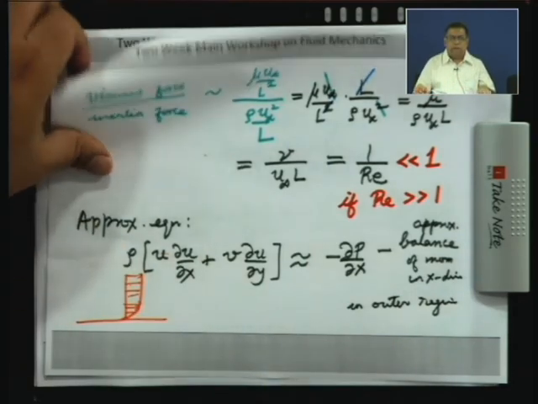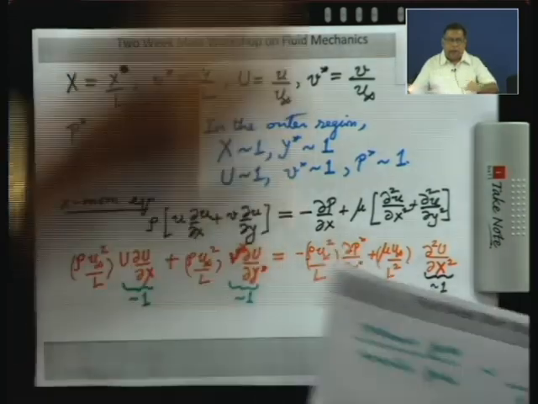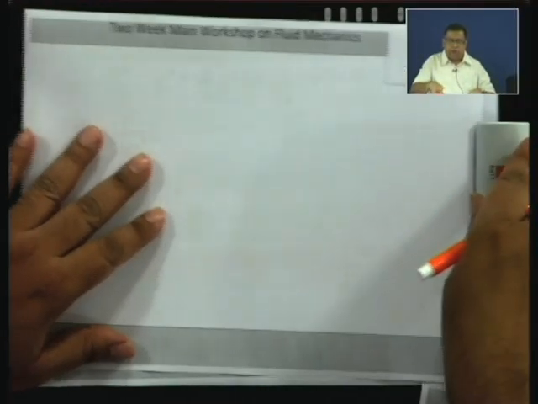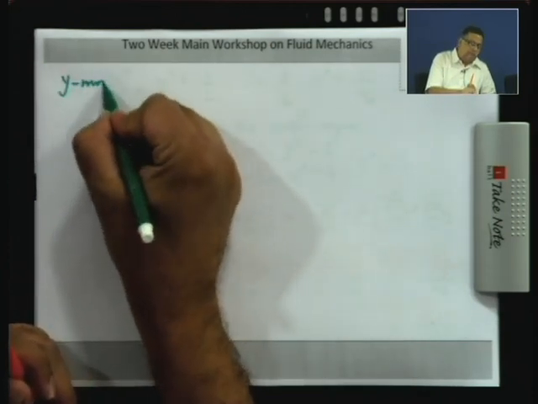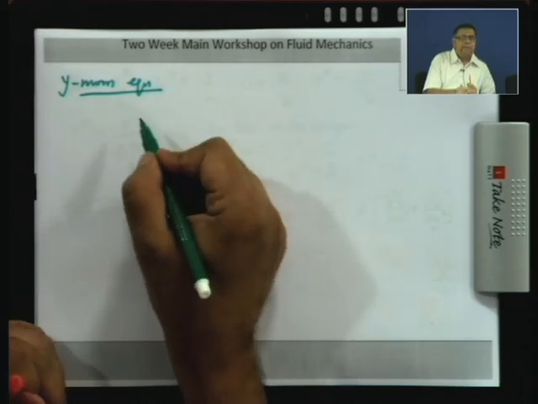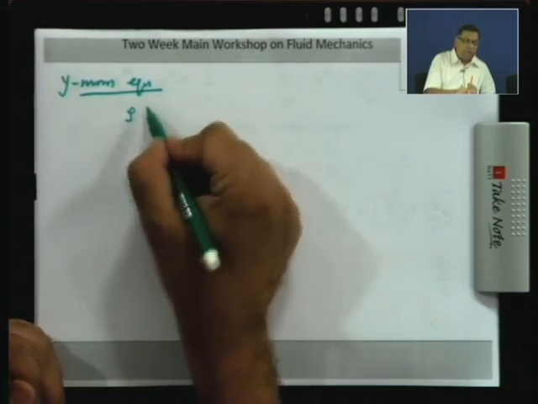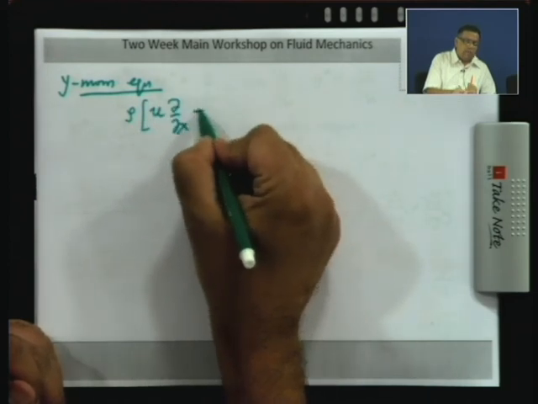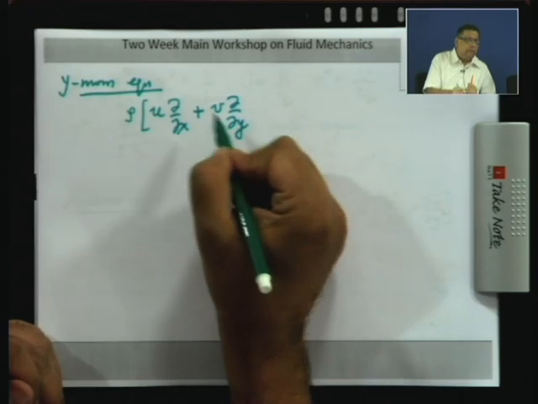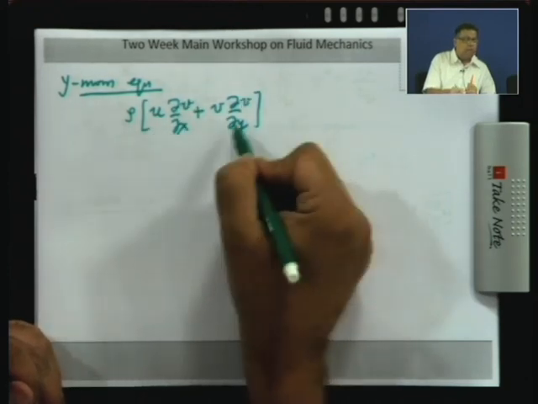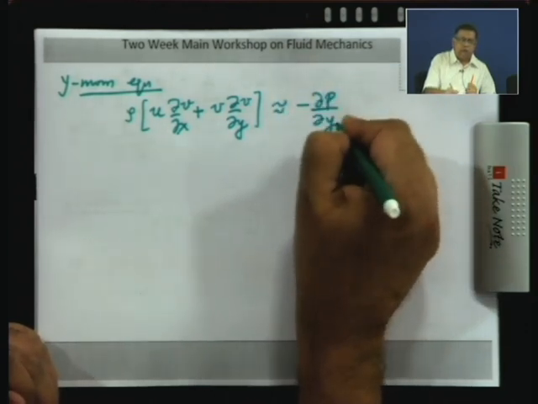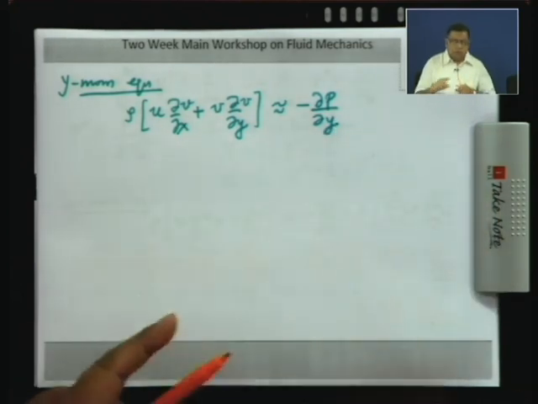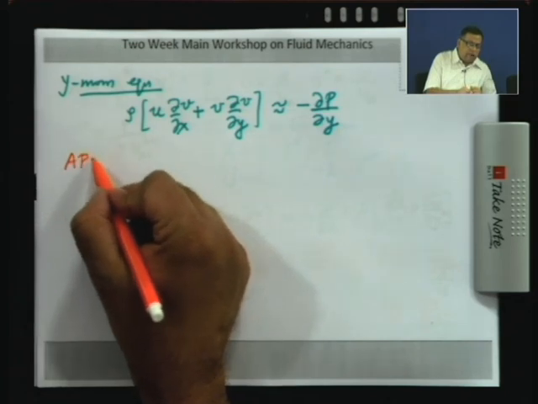Now, you can do a similar analysis in the y direction and come up with the Euler's equation in y. So if you look at the y momentum equation, the analysis is similar. So, I will not waste time in repeating it. You are going to have rho times u del del x plus v del del y acting on v. So, this quantity in square brackets is the material derivative of v, approximately equal to minus del p del y. So, let me summarize the approximate equations in the outer region.